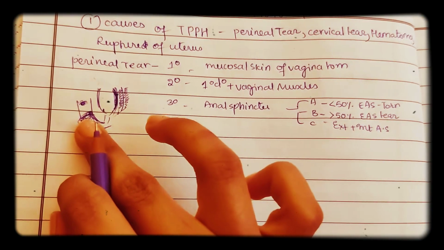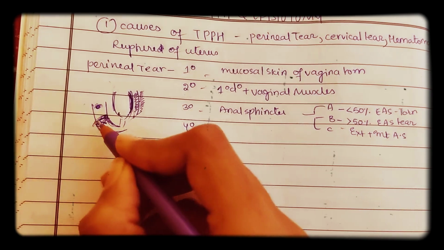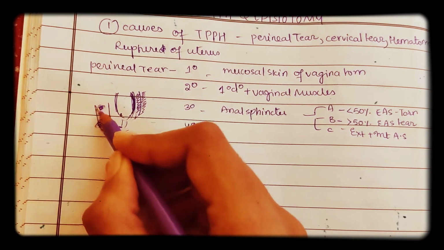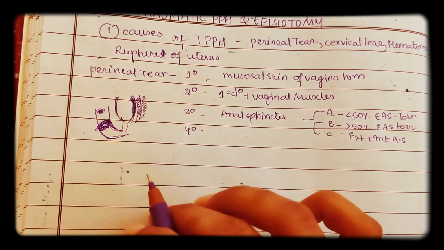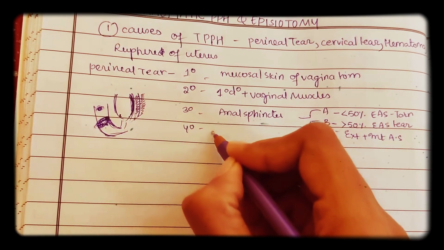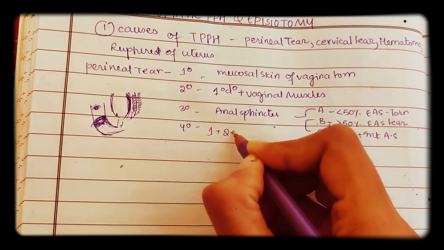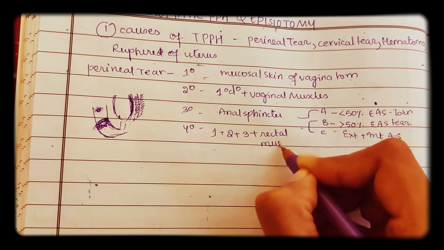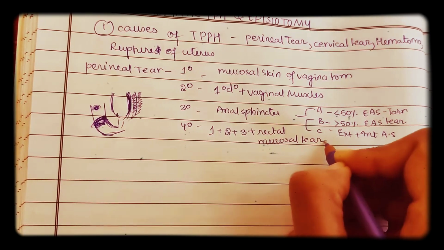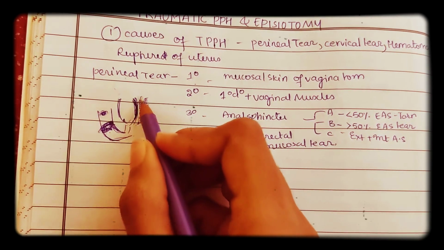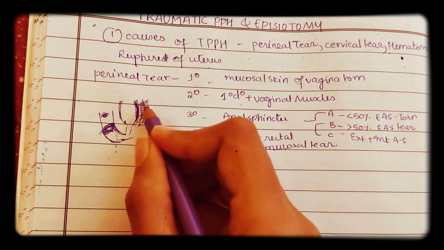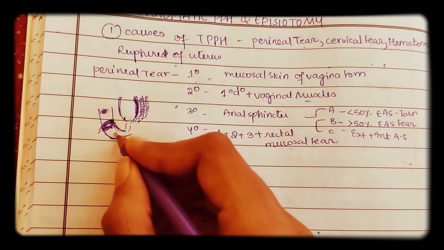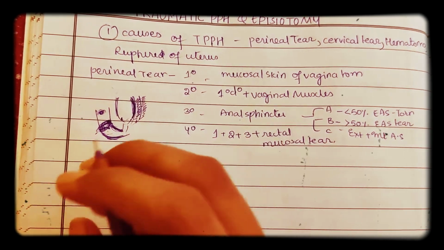Here, less than 50% means only this much of the anal sphincter has torn. Here, greater than 50% of the external anal sphincter has torn. In the C type, even the internal anal sphincter is torn. So this is third degree. Coming to fourth degree, you need to combine first degree, second degree, third degree, and also add rectal mucosal tear. So what do you understand by fourth degree? Here the vaginal mucosa is torn, the vaginal muscle is torn, even the anal sphincter is torn, and along with that even the rectal mucosa tears. This is the mucosa, right? The rectal mucosa also got torn.